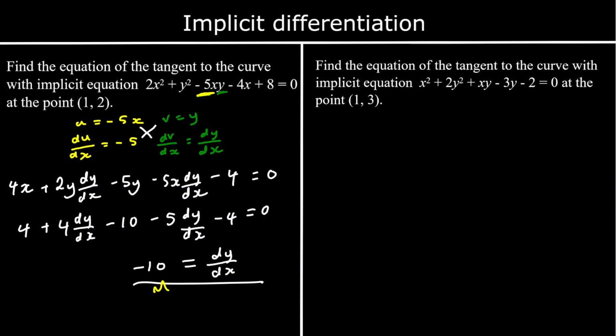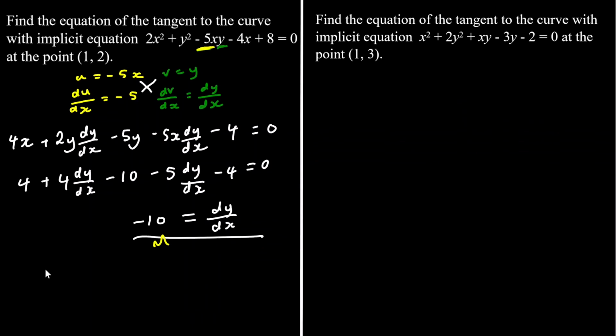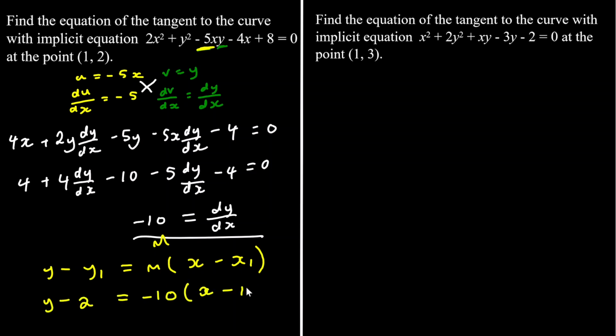I've got an x and a y, so I can just go straight into y minus y1 equals m times x minus x1. So y minus 2 equals negative 10 times x minus 1.